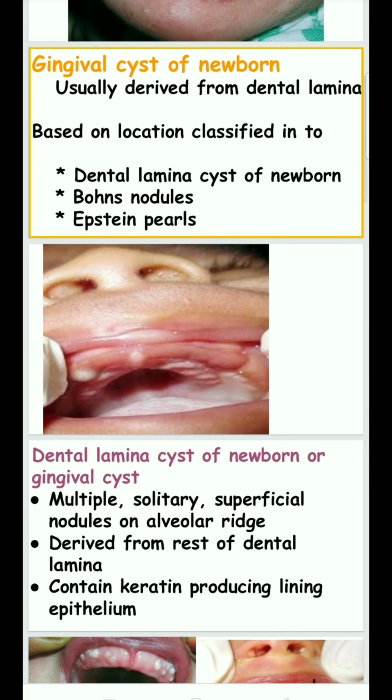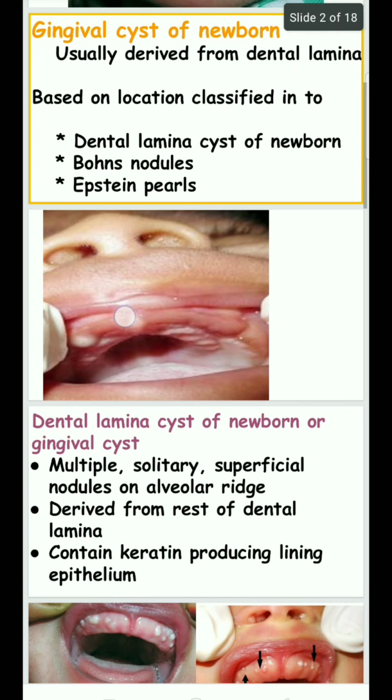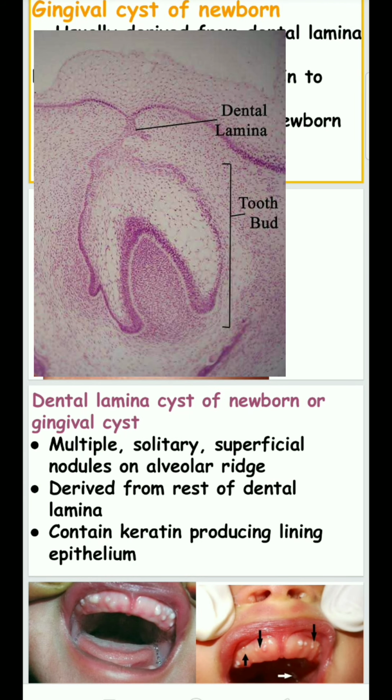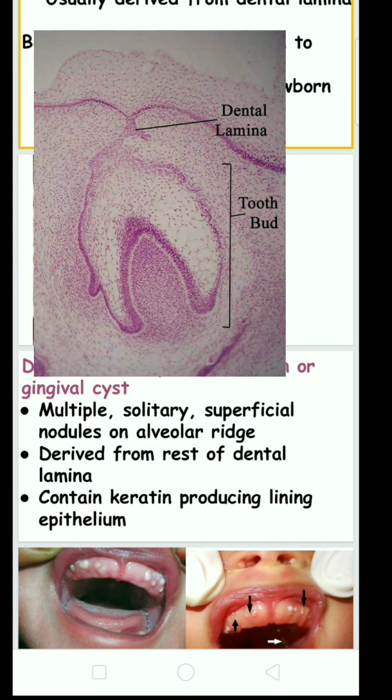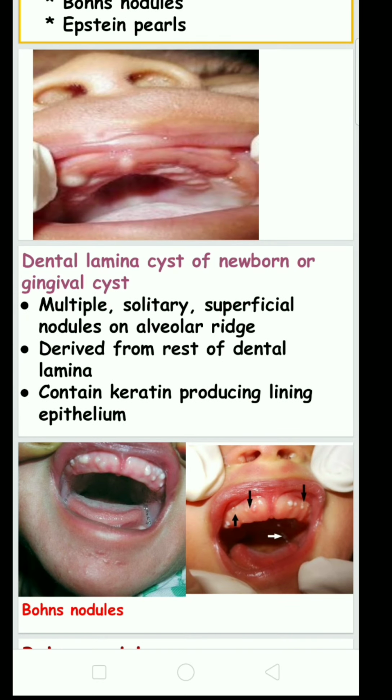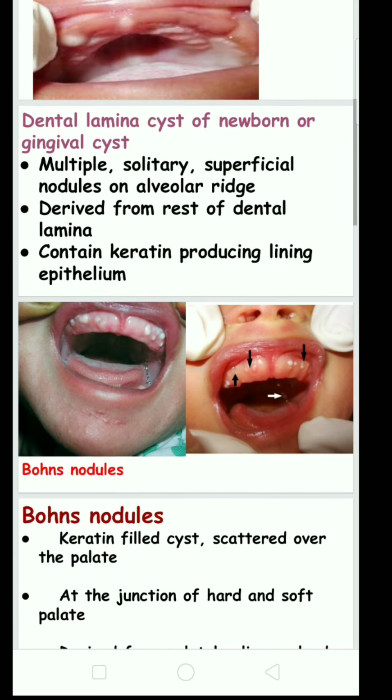In dental lamina cyst of the newborn, or gingival cyst, there are multiple, solitary, superficial nodules on the alveolar ridge. It is derived from the rests of dental lamina. The dental lamina leads to the formation of dental remnants, which later disappear, but sometimes these remnants get accumulated and lead to the formation of this kind of cyst. The cyst lining epithelium produces keratin-like material, and the lumen is filled with keratin.